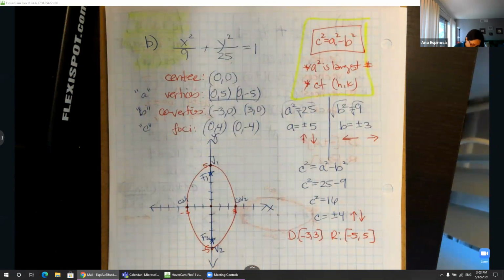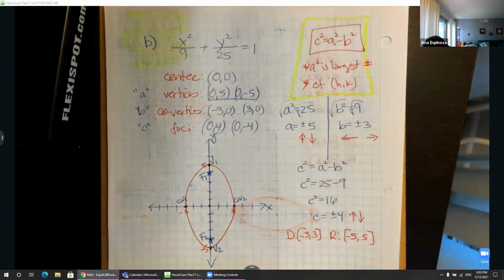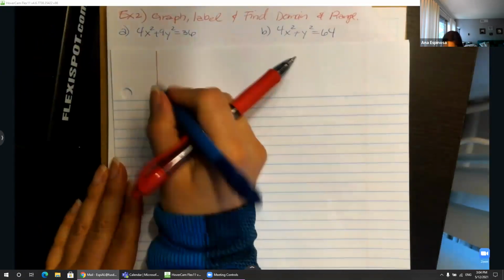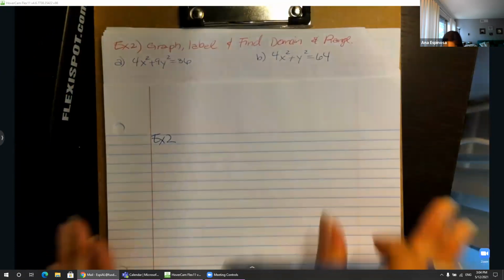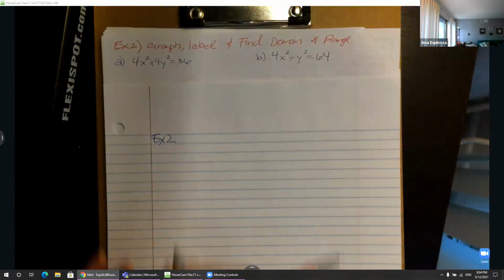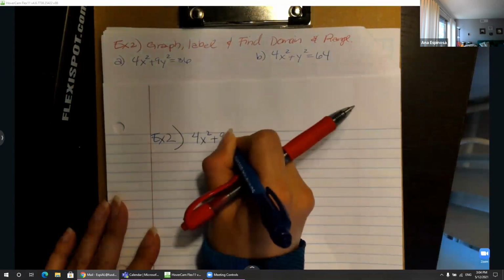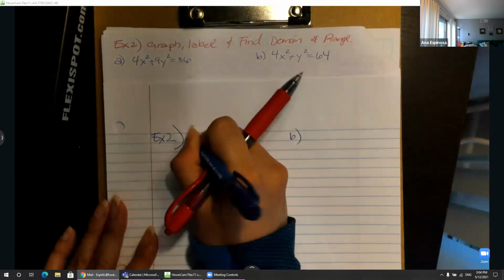I personally like these better than the parabolas. Just my personal opinion. Okay, now what we're going to do is you're going to graph the next problems, but I'm just going to get you started on the format so you know how to do this. Okay, so for example 2, it says graph, label, and find the foci. So you're going to graph it all, label everything.